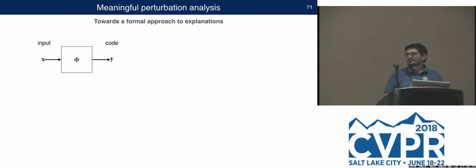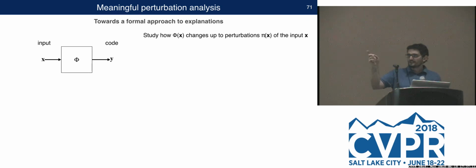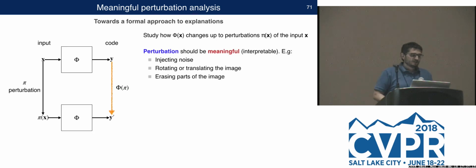Can we do something else? Well, yes, and this is what we did last year with this concept of meaningful perturbation analysis. Here, the idea is going to be similar, but also different in an important way. We're going to take a network which we want to diagnose, that maps the input to a code, and then we're going to apply a perturbation to the input image. Now, this perturbation in the case of gradient is a small epsilon variation of the input vector. But that could also be something very different, and we're going to show a few examples in a minute. Most importantly, it has to be meaningful.